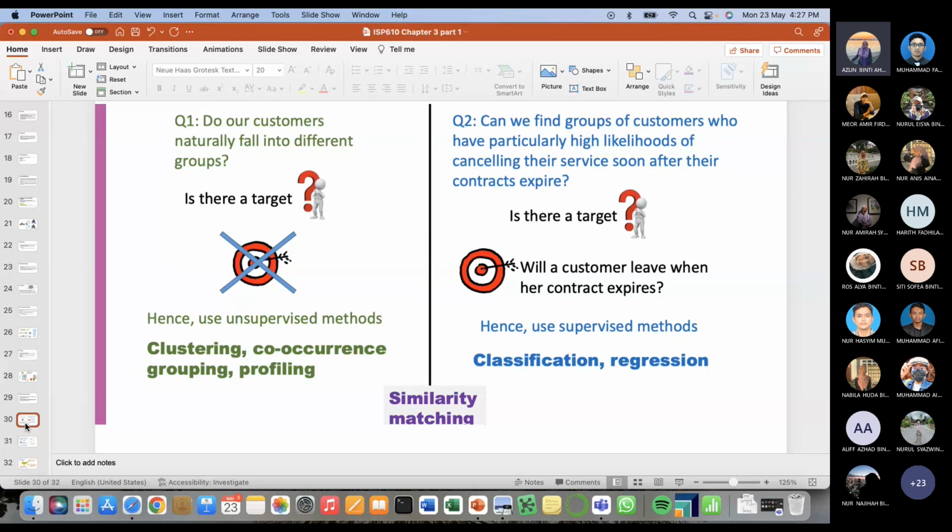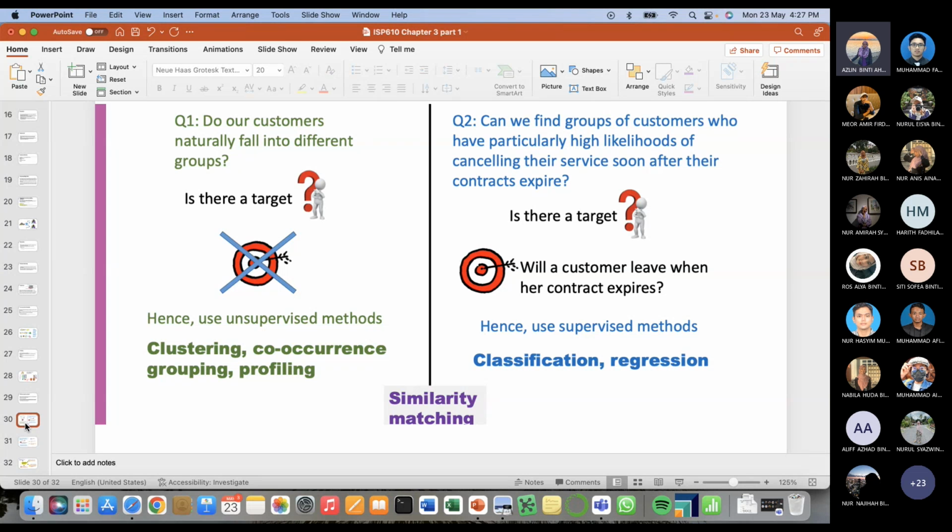Then you can use clustering, you can use profiling, you can use co-occurrence grouping. Sebab you akan tengok, you can try untuk investigate apa lagi. Okay, what are the insights that you can get from the data? Mungkin sikit, mungkin banyak. Kalau kata you pandai investigate, you pandai analyze, then you will get lots of info. So the other one, okay, can we find group of customers who have particularly high likelihood of cancelling their service soon after their contract expired?